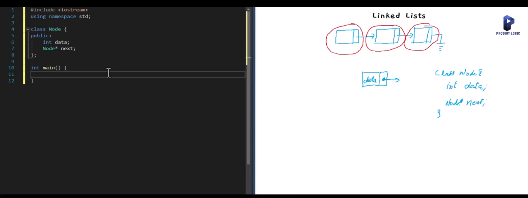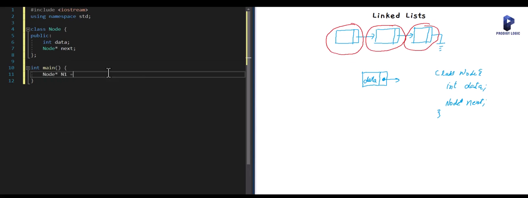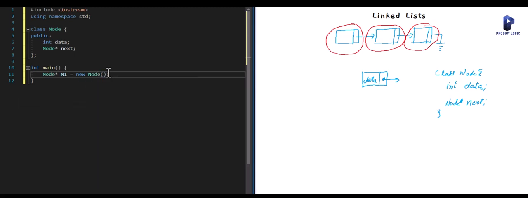So now I'm going to create a node in memory. So let's say node pointer n1 equal to new node. So now what it's going to do in memory, it's going to create a node in memory like this, and it's going to store its address in this variable n1. So this will be the status of the linked list where there is only one node n1 which is currently empty. Now let's put some data in it.